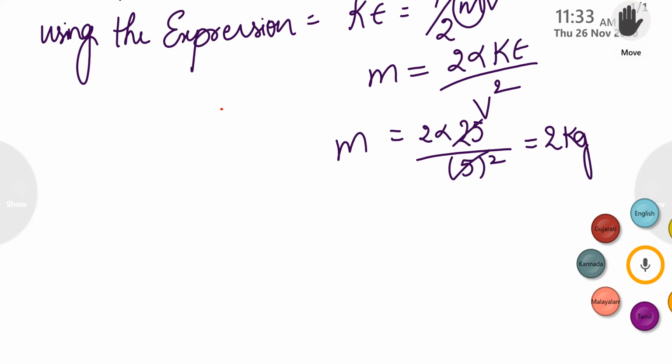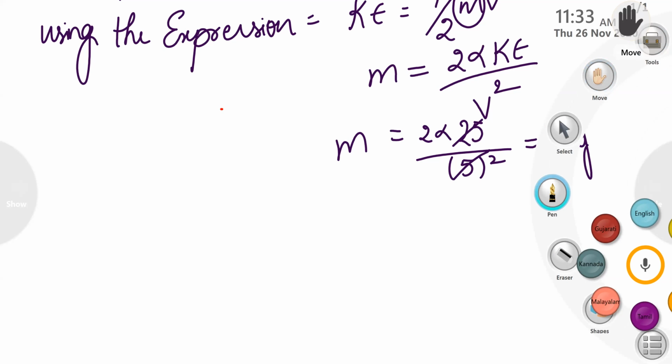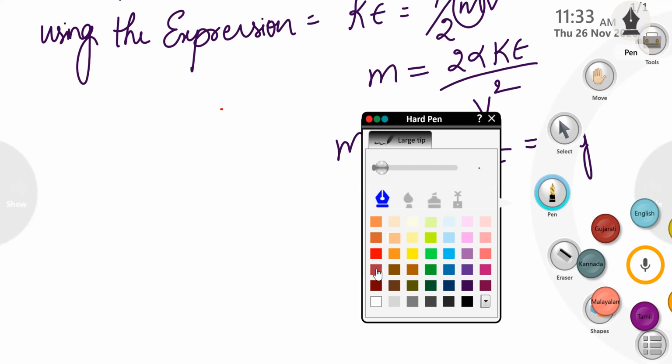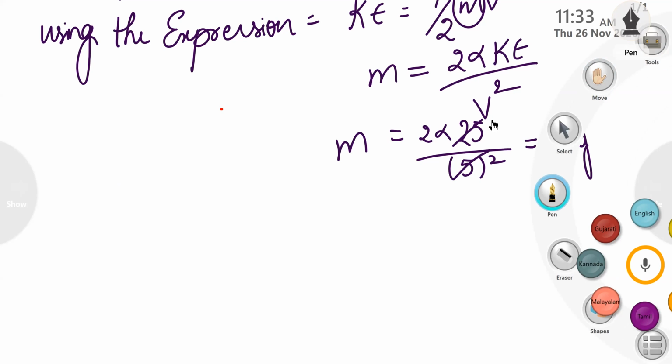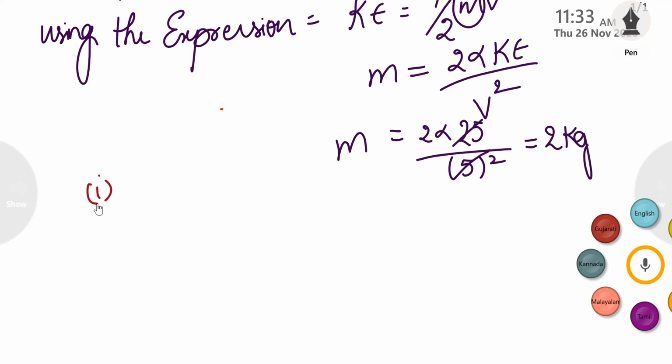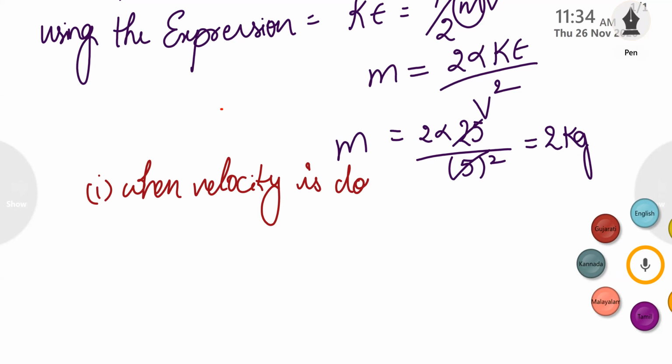Okay, so hope you have completed. So now in the question he is telling, what will be its kinetic energy when velocity is doubled. First of all, we have to find out the kinetic energy when velocity is doubled.